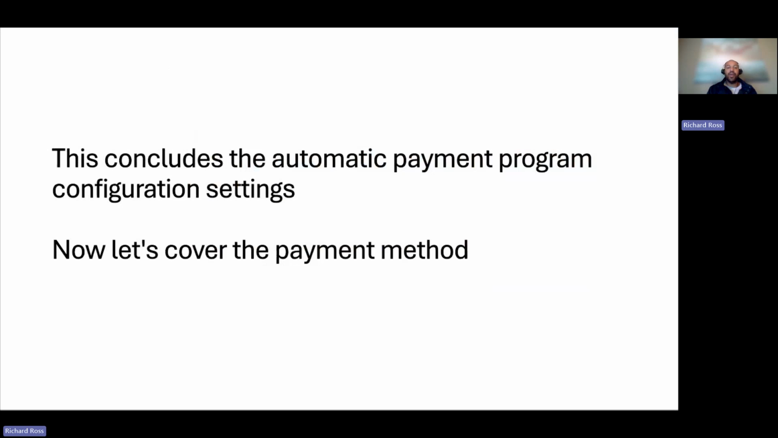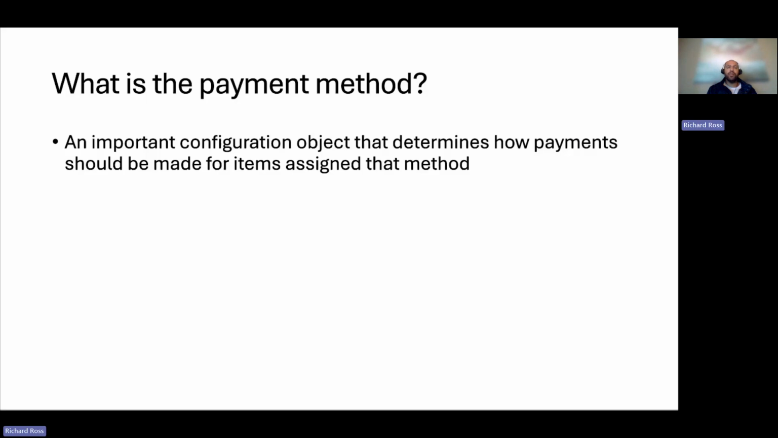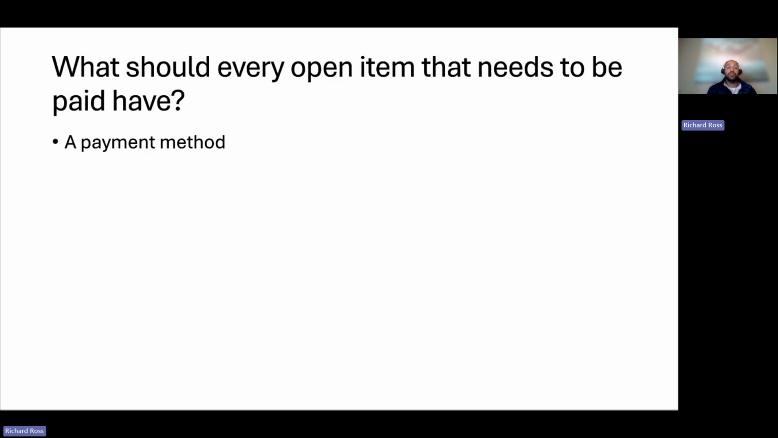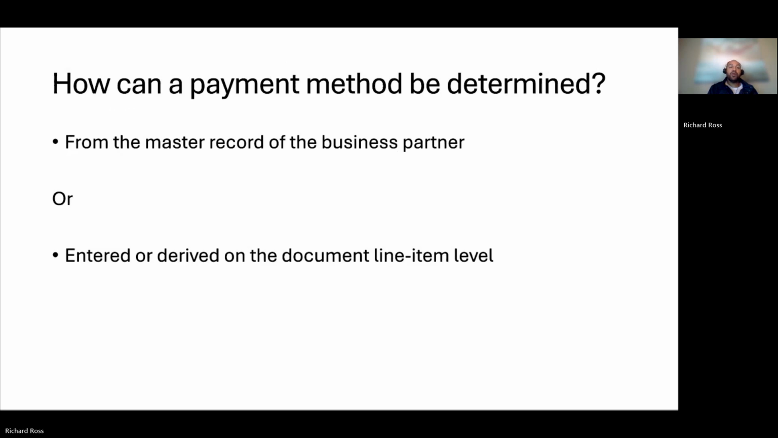Now, let's cover the payment method. Focus, payment method. What is the payment method? An important configuration object that determines how payments should be made for items assigned that method. What should every open item that needs to be paid have? A payment method. How can a payment method be determined? From the master record of the business partner or entered or derived on the document line item level.